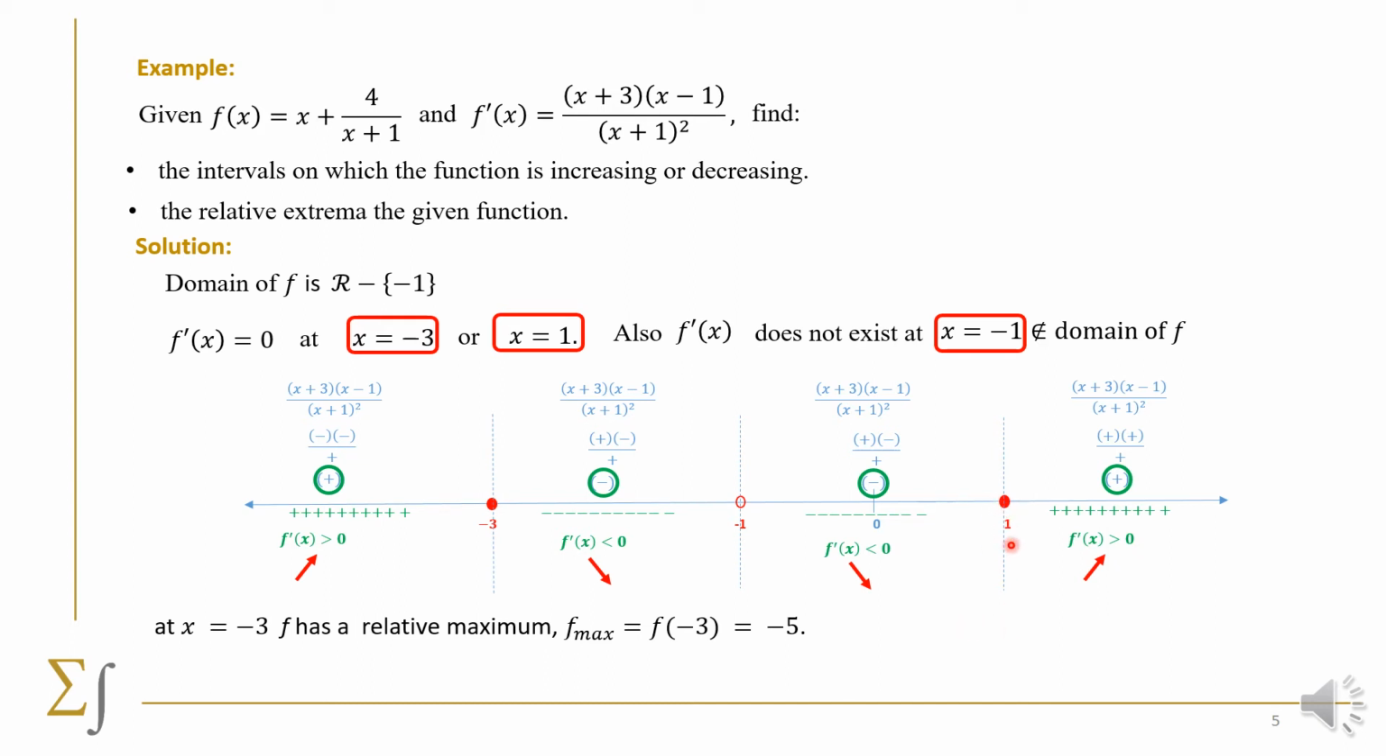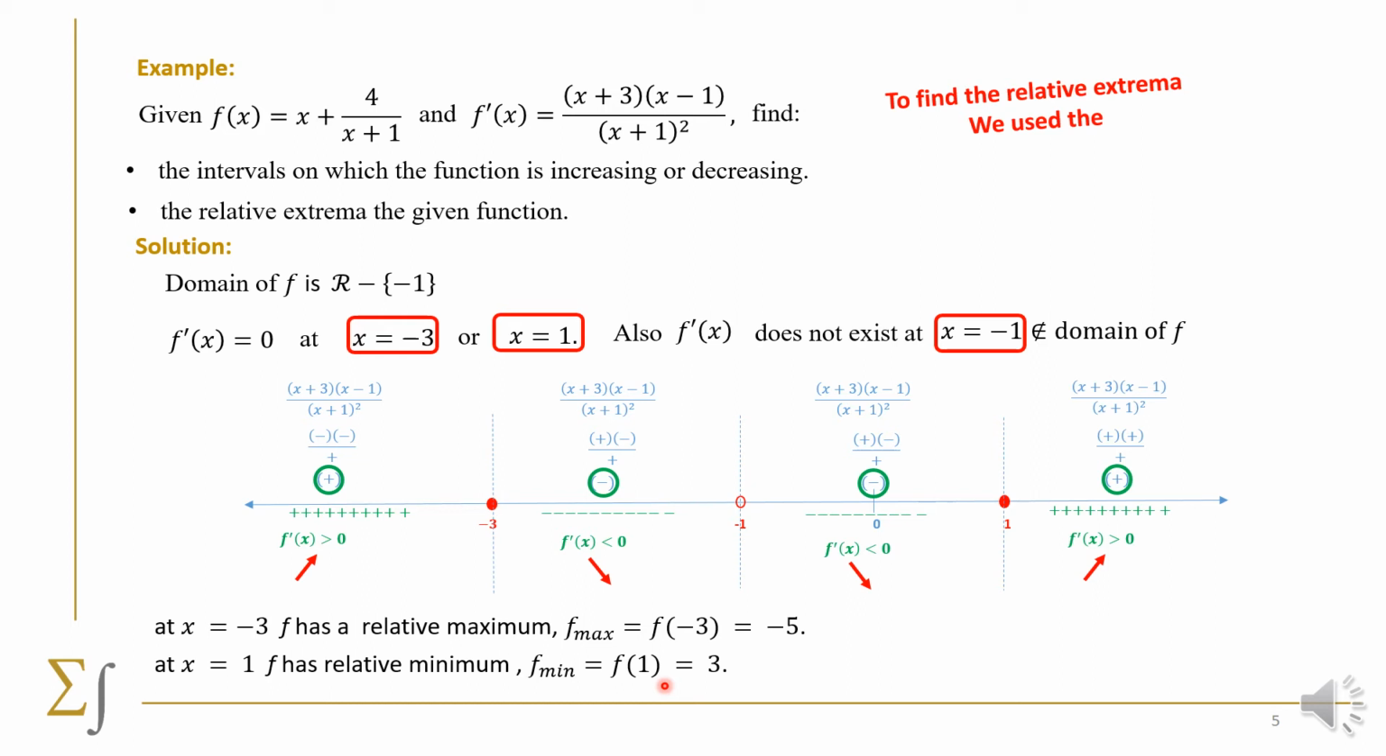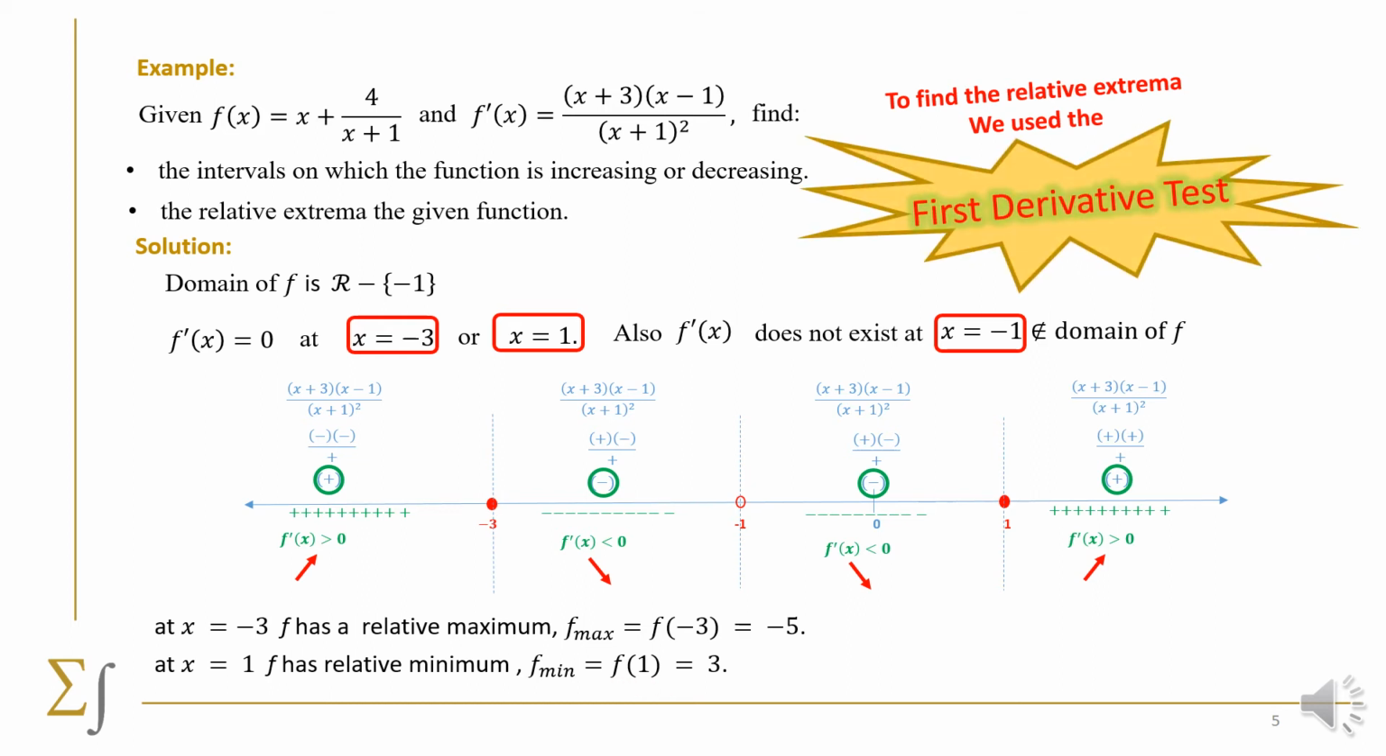So at 1, there is a relative minimum for the function. We calculate the minimum value for the function, taking the 1 and going up there again and plugging in 1 here, 1 here, 1 here, and you get f of 1 equals 3, which is the relative minimum. In this example, to find the relative minimum and the relative maximum, we used the first derivative test.